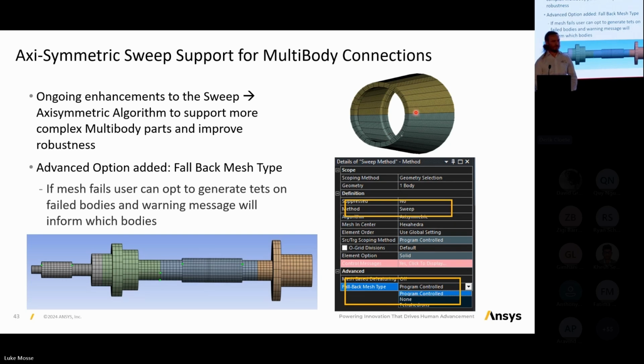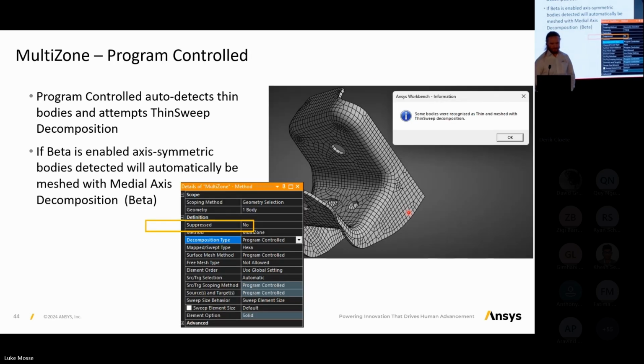Previously we'd have to put in multiple multi-zone meshes and specify sources and targets, or use a sweep approach. And it got a bit tricky to get it to work, but now it's much more robust, and we just use this axisymmetric option and it does the job for us.